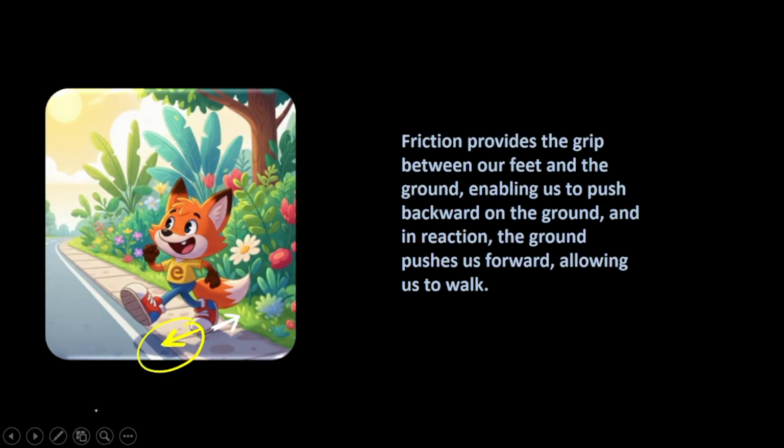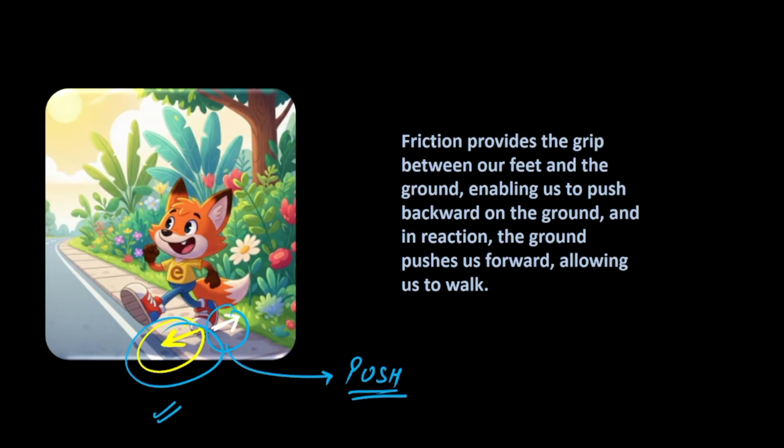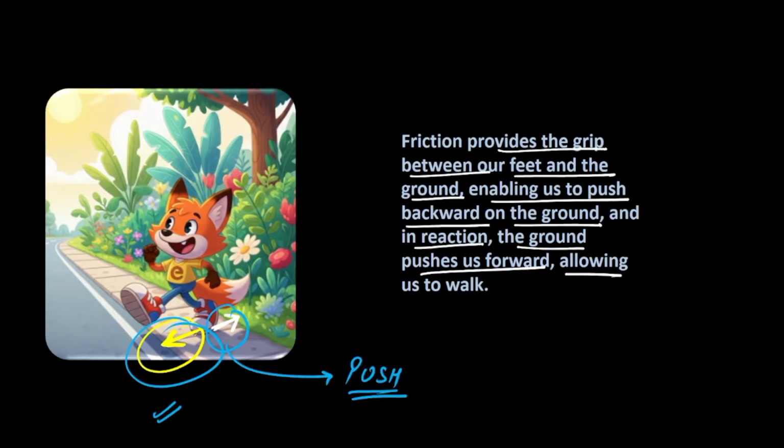If there is no friction in the first place, you will not be able to have a grip on the ground, and thus you will not be able to push the ground in the backward direction, and ultimately the ground will not be able to provide you this force that is required for walking. So we can summarize this: friction provides the grip between our feet and the ground, enabling us to push backward on the ground, and in reaction the ground pushes us forward, allowing us to walk. Now with the help of this example, you can clearly see the importance of friction in our day-to-day life. If the friction wasn't there, we would not be able to walk in the first place.